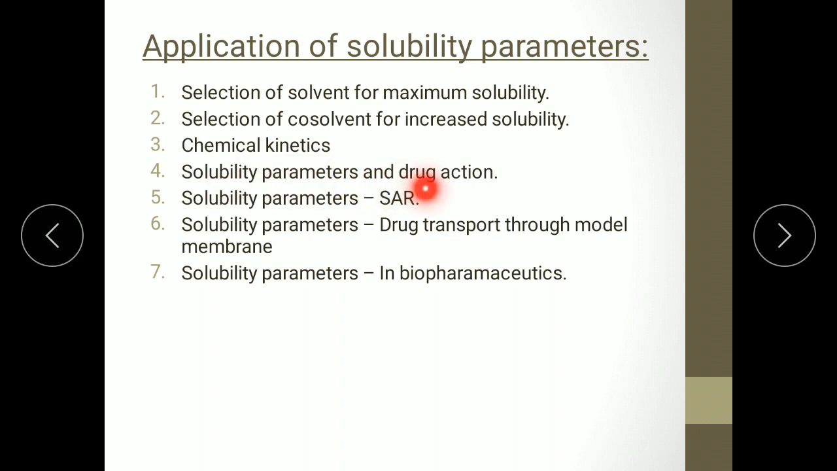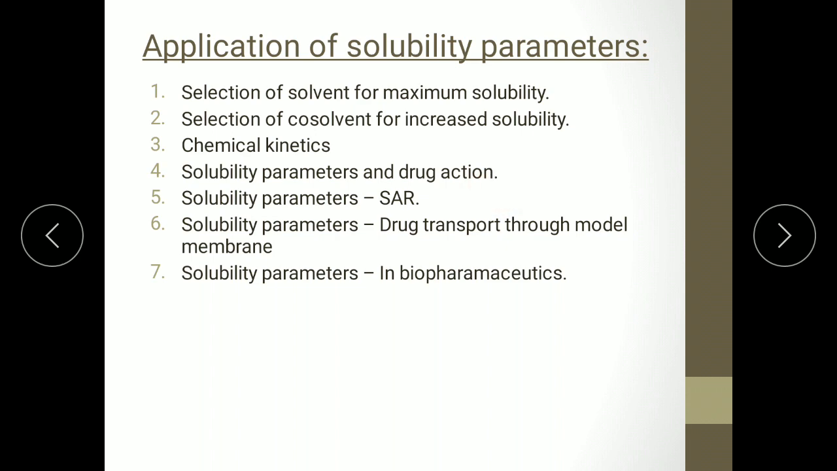Solubility parameters and drug action. Now if the solubility parameter, or delta value, is appropriate for the biological membrane, then the solute will enter the biological membrane. If the solubility parameter is appropriate for the biological membrane, then the drug molecule crosses the biological membrane, and that drug molecule will show the proper drug action.